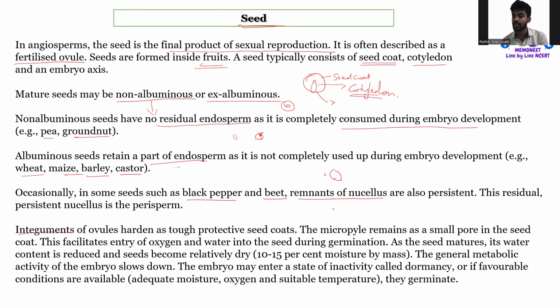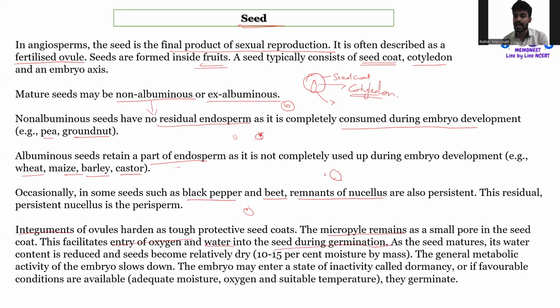And how the germination normally happens: there will be the micropyle region. That is a small pore region in the seed coat. So that micropyle region normally facilitates the entry of oxygen and water during seed germination.